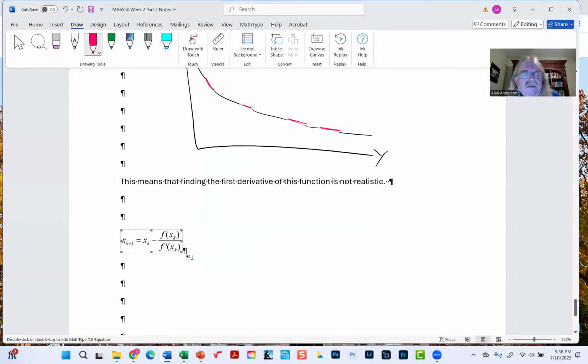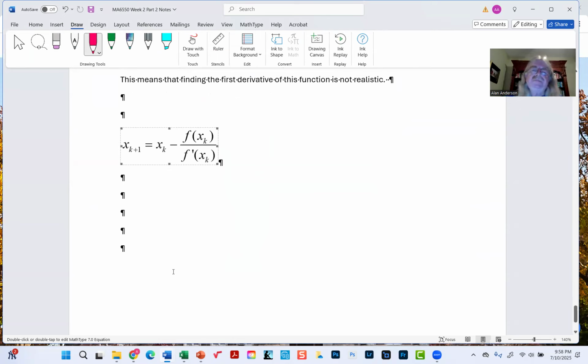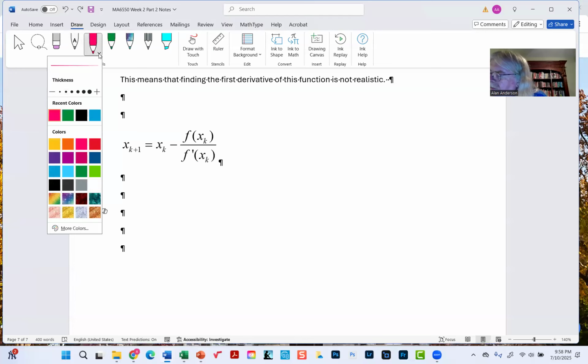So in other words, for each x, xk we're going to call it, to get to the next x, to get closer to the root, we're going to take the current xk, as it's called, and subtract the ratio of the function evaluated at that point over the first derivative evaluated at that point. So now this is hard to draw, but let me see what I can do.